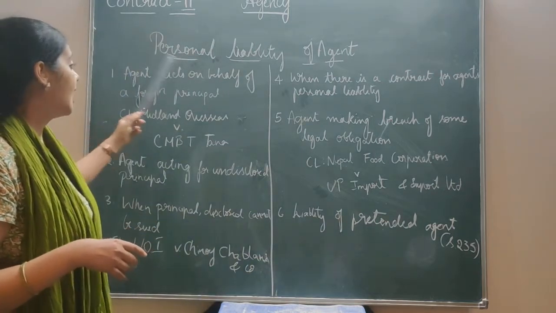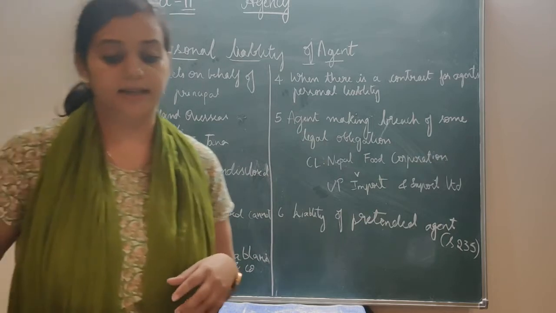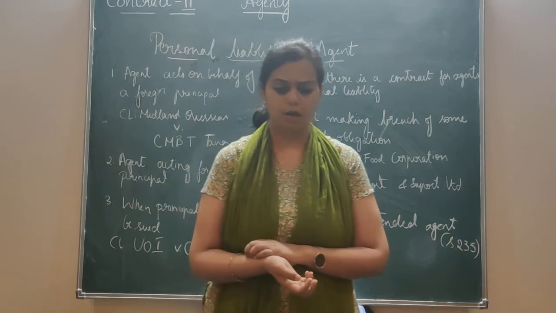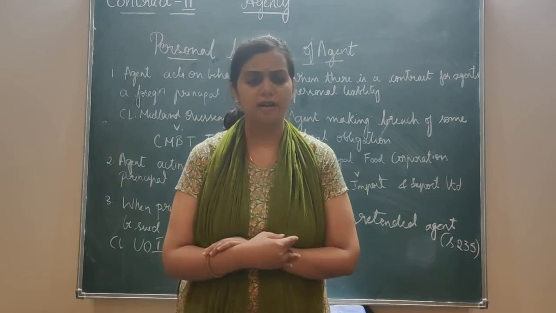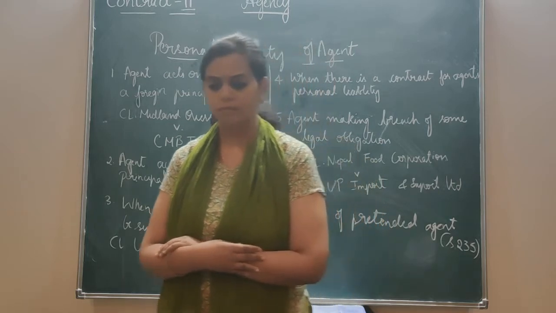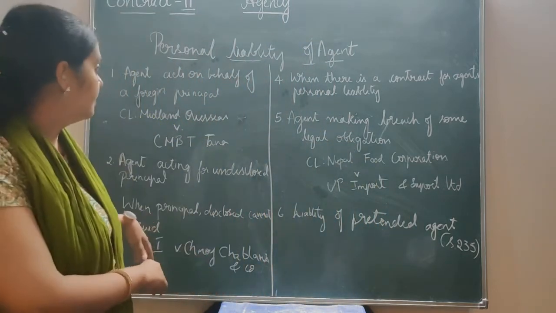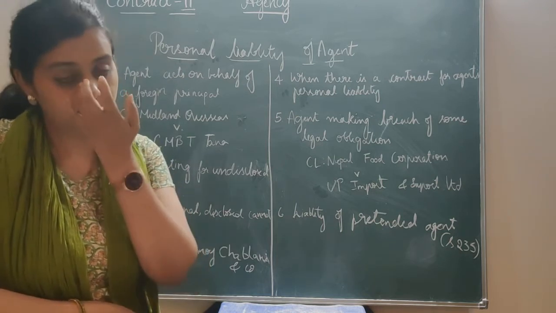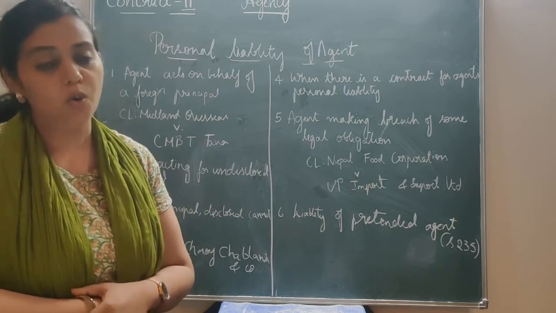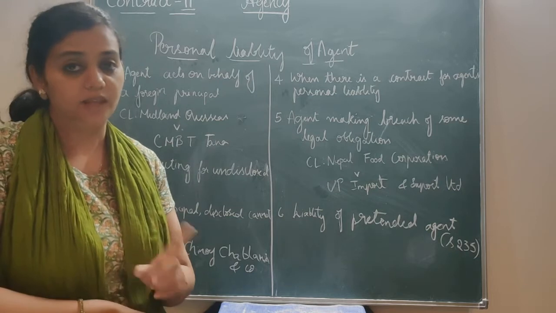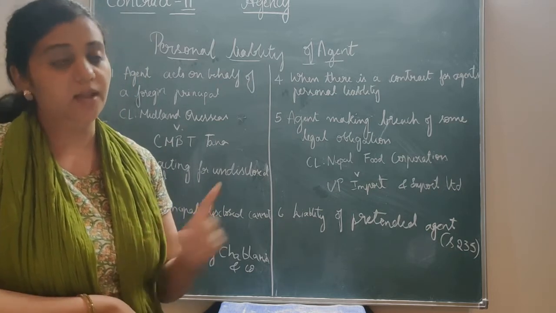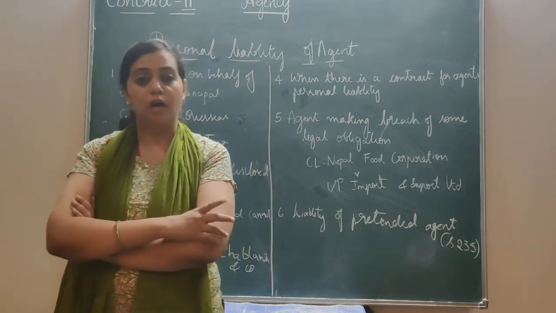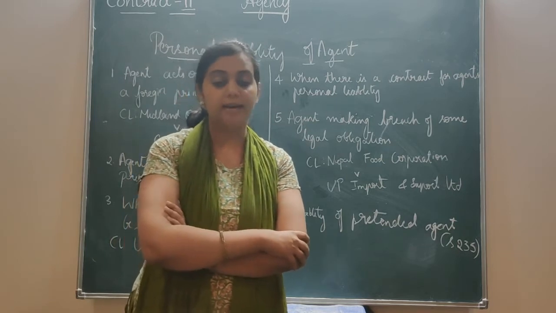The first one is the agent acting on behalf of a foreign principal. Under this, it is said that when a contract is made by an agent for any sale or purchase, and that particular principal is in a foreign country, in a foreign place or abroad, then at that time the agent becomes personally liable. Remember this: where there is a contract entered by the agent on behalf of a principal who is residing abroad, if there is any contract for sale or purchase, then the agent becomes personally liable for that. So this is one situation where you can say that he is undertaking the responsibility.